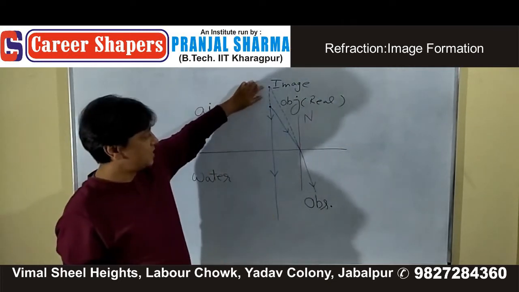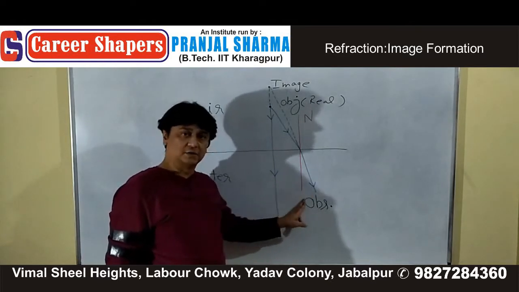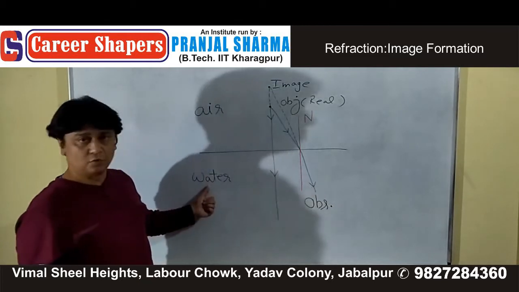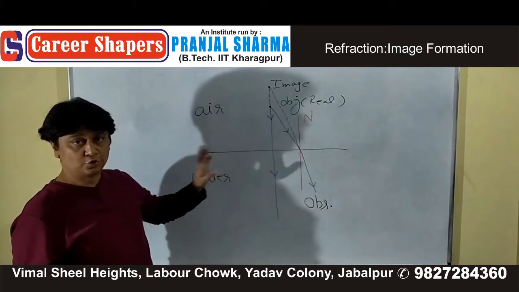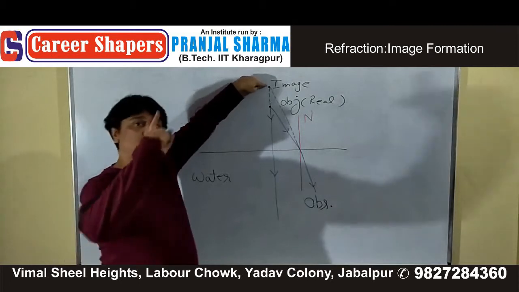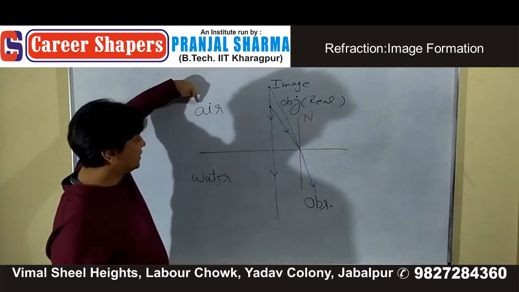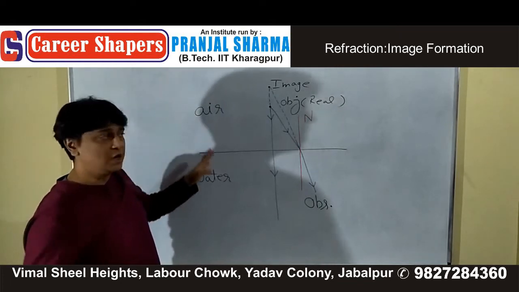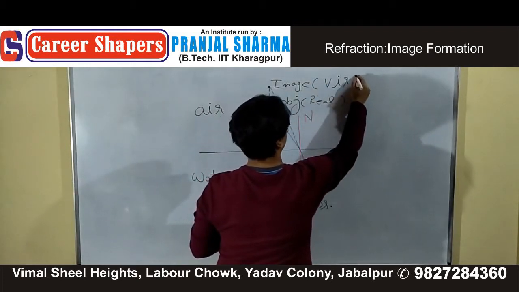Now, let's go for image. The intersection of refracted rays gives us the image. Refracted rays are in water, and therefore the image should be in water. This image is in water, but to you, not to him, to you it appears in air, and therefore there is a contradiction, and you say that this image is virtual.